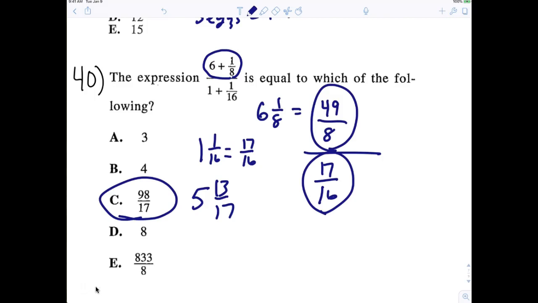So now convert it to an improper fraction. Do it. Type on your calculator 49 ABC divided by 17 ABC 3. Nice, right? That's exactly correct. Exactly correct.